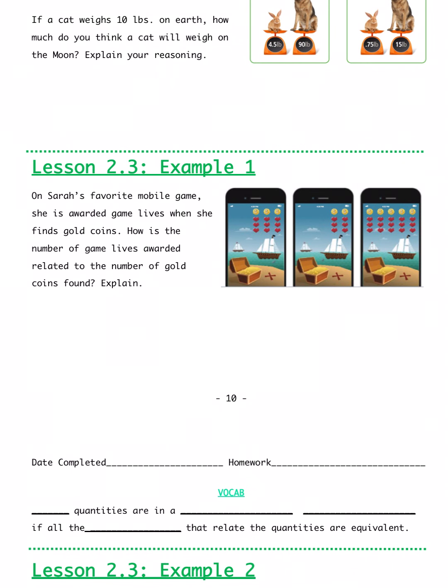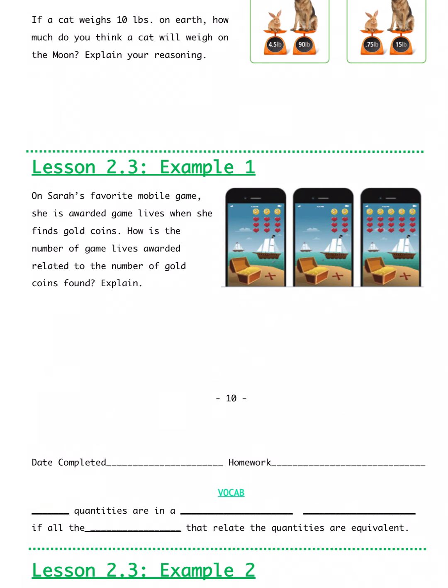All right, on Sarah's favorite mobile game, she is awarded game lives when she finds gold coins. How is the number of game lives awarded related to the number of gold coins found? Let's ask ourselves, how can you describe the relationship between the number of coins and the number of game lives? Well, if we look here, we can see at 1 coin, she got 3 game lives. And here 1 coin, she got 3, and here 1 coin, she got 3. It looks like every time she gets a coin, she gets 3 game lives.